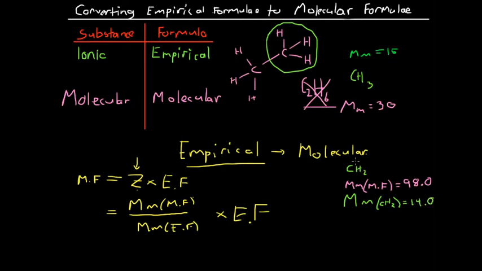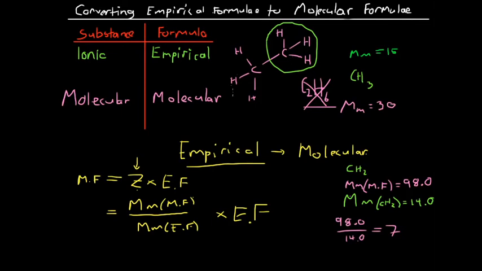And so if we divide these two, we say 98.0 over 14.0, that's equal to 7. So basically we know that if we look at this empirical formula unit, or this small unit within the whole molecular formula, within the whole molecular structure, so here CH3 is the empirical formula, and that's kind of like one base unit from which this ethane molecule is made.